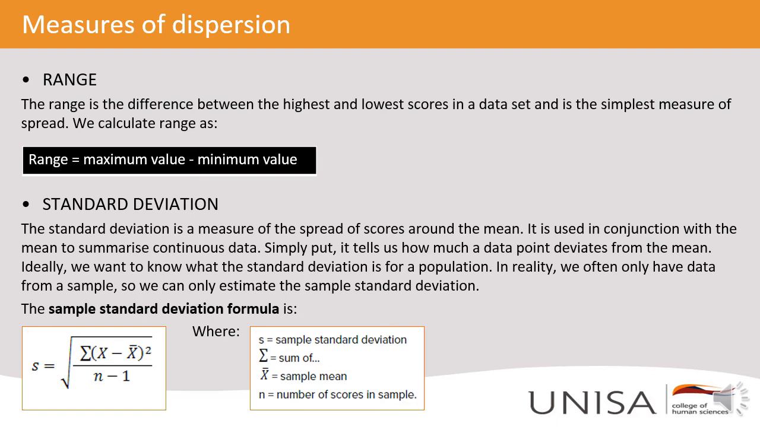The second measure that we want to consider is the standard deviation. The standard deviation is a measure of the spread of scores around the mean. It is used in conjunction with the mean to summarize continuous data. Simply put, it tells us how much a data point deviates from the mean. Ideally, we want to know what the standard deviation is for a population, but in reality, we often only have data from a sample, so we can only estimate the sample standard deviation.